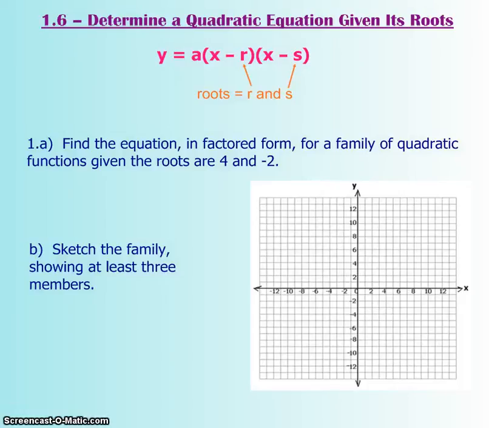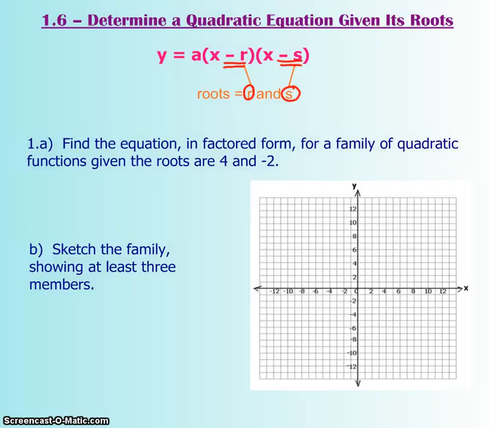1.6 talks about determining a quadratic equation given its roots. So if I gave you the roots and you had to give me an equation, the easiest form of the equation to put it into would be factored form. And that's because if I told you that your root was r, you'd just put it into the first bracket as the opposite of r. And then if I gave you s, you'd put it into the equation as the opposite of s.